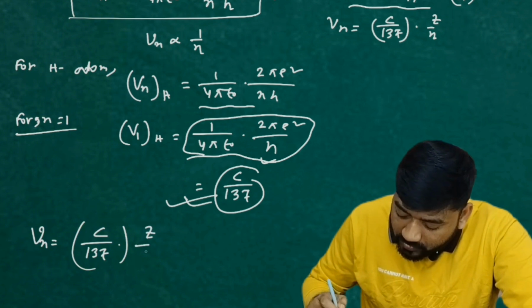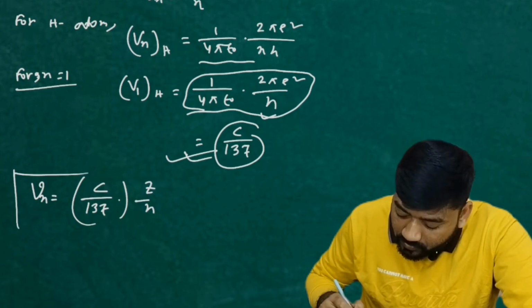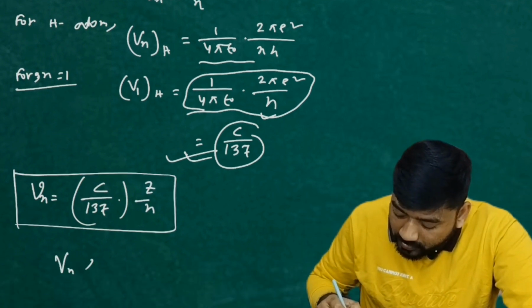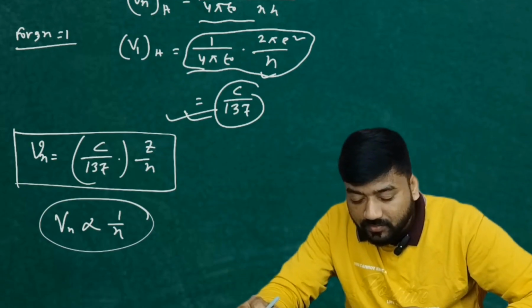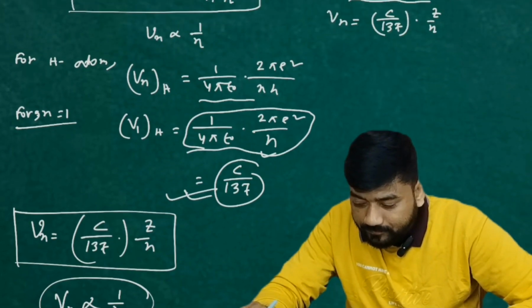But basically what you have to remember is that Vn is proportional to 1 upon n. So this formula we will use again and again, especially for numerical purposes.